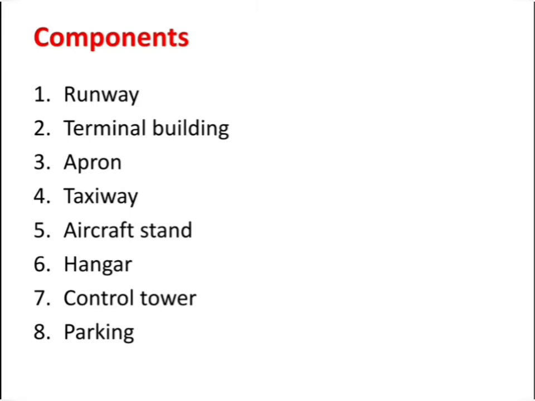Now, shall we discuss the different components of an airport? These are some basic and most important components of an airport: runway, terminal building, apron, taxiway, aircraft stand, hangar, control tower, and parking. Let us see them one by one.